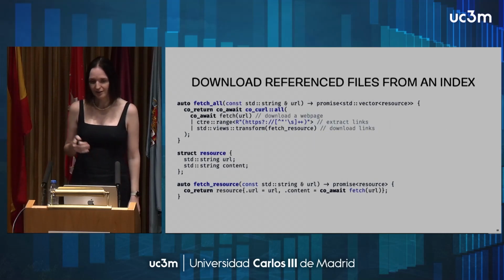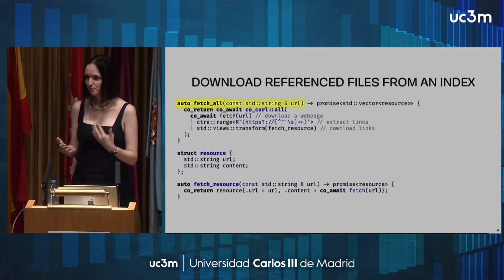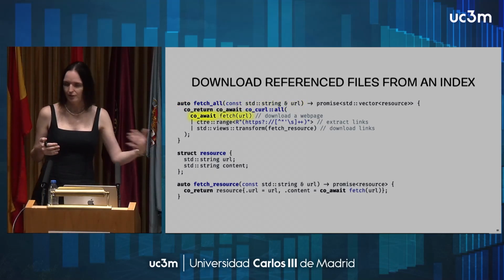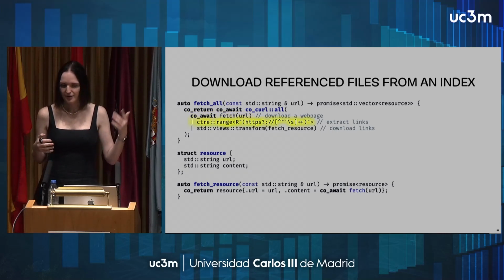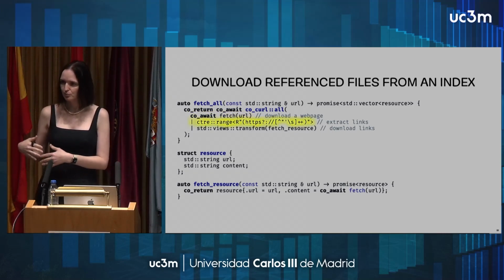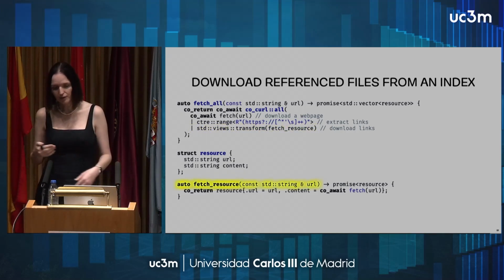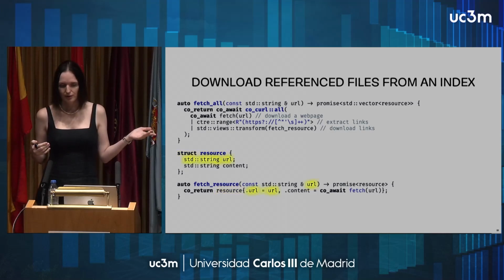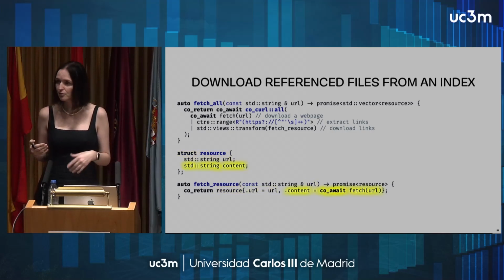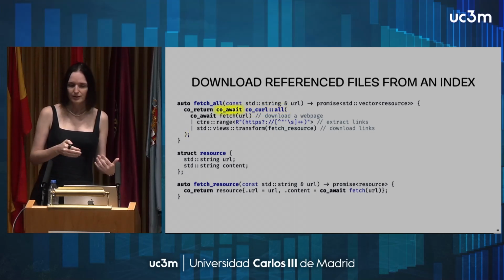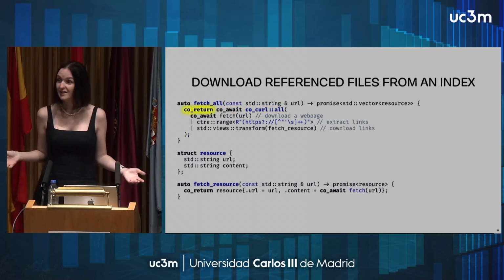So we can take something more complex. We can fetch all. We take a URL and we download the page. With CTRE, we can extract all the absolute addresses to resources, transform them with the fetch resource function, which will take a URL and give you a resource, which is just the URL and its content, and co_await them. And then when it's done, we co_await on it and return a whole page with all resources in C++.